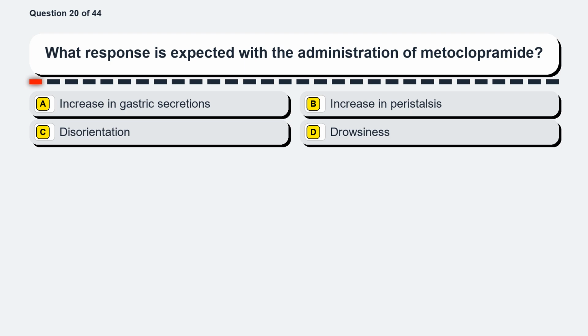Question 20. What response is expected with the administration of metoclopramide? Option A, increase in gastric secretions. Option B, increase in peristalsis. Option C, disorientation. Option D, drowsiness.